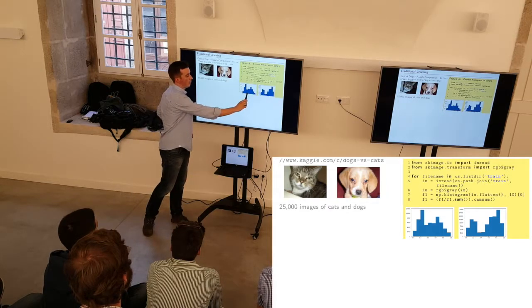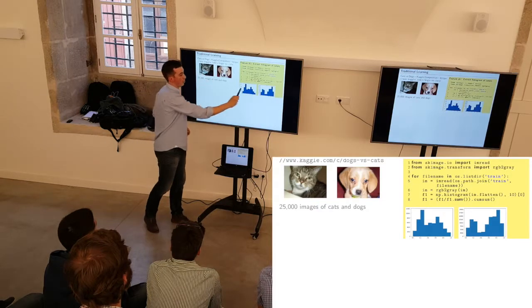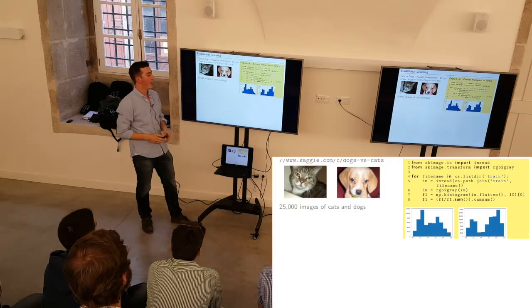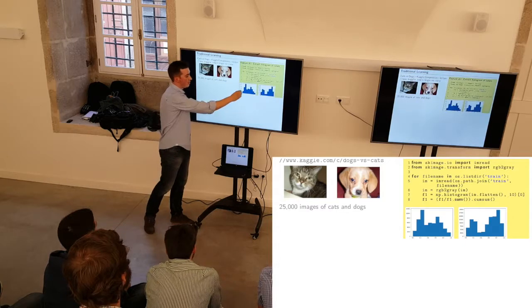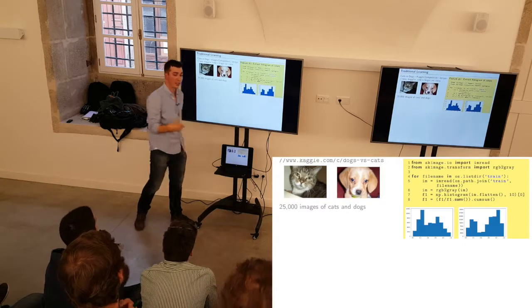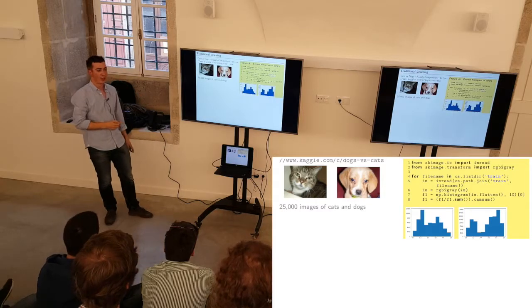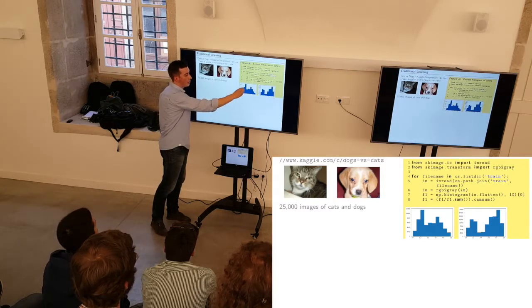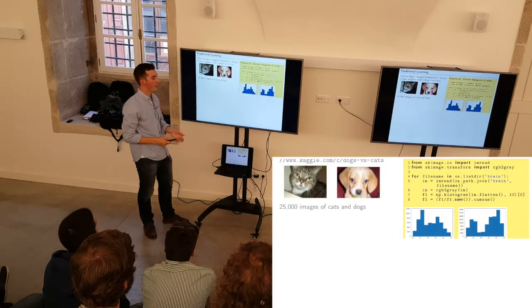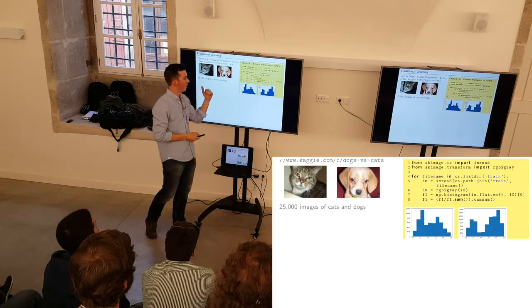If we do the histogram of the colors, we are going to obtain something like this for this cat and something like this for this dog. We can use each bin. Each one of these bins can be a variable that we can use to predict whether the image is a cat or a dog. We can do the histogram, then use each variable as a predictor, as a feature descriptor, to predict the image.